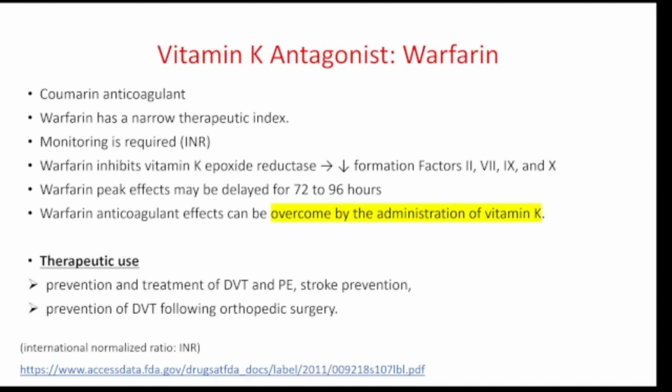The last medication belongs to the anticoagulants. We have the vitamin K antagonist, warfarin. Warfarin belongs to the coumarin anticoagulants. Warfarin has a narrow therapeutic index.